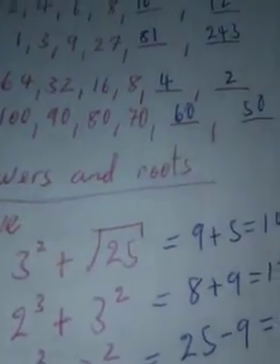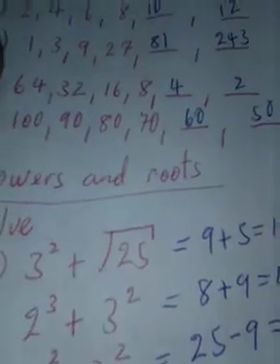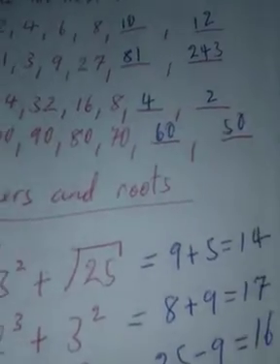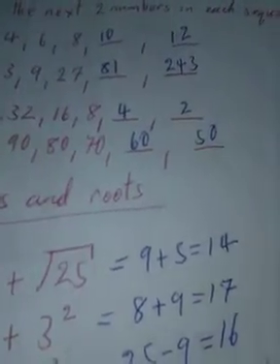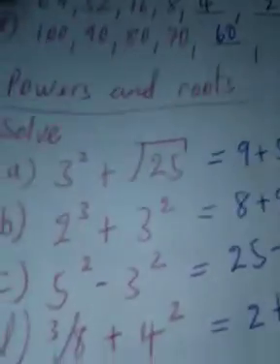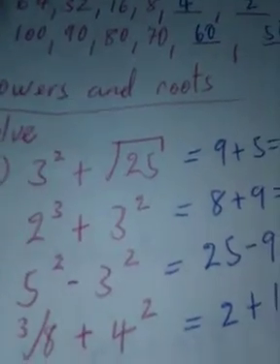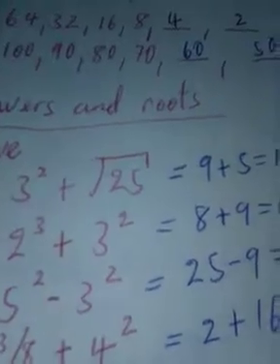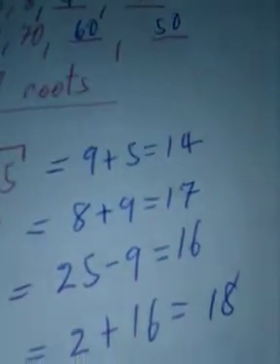2 cubed plus 3 squared. 2 to the power of 3 means 2 times 2 times 2, which is 8. 3 squared means 3 times 3, which is 9. 8 plus 9 is 17. 5 squared minus 3 squared. 5 squared is 25, minus 3 squared is 9. 25 minus 9 is 16.